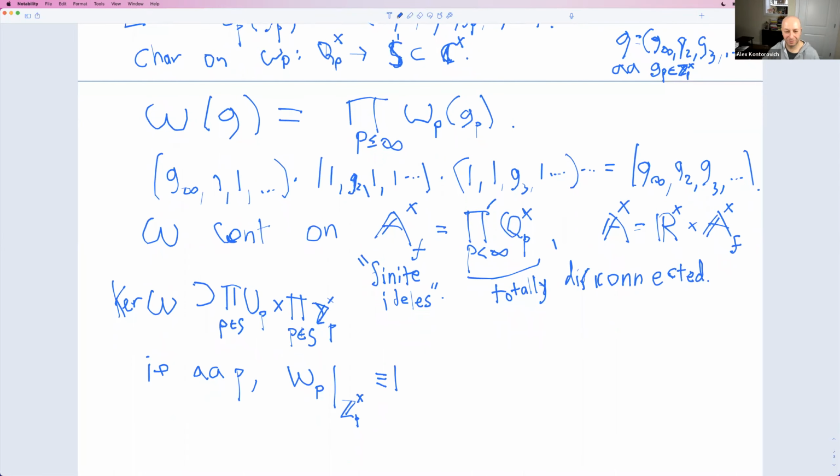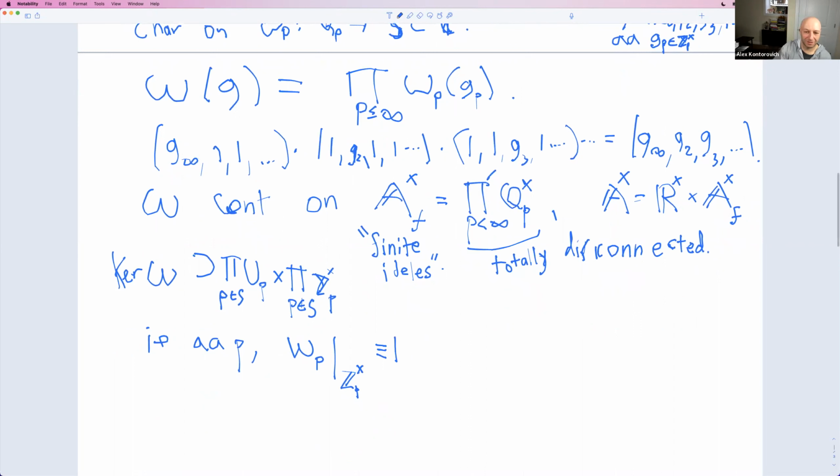So these are the ones that are called unramified. So definition, I guess I'll put it here. Definition. This local character omega_p is unramified.